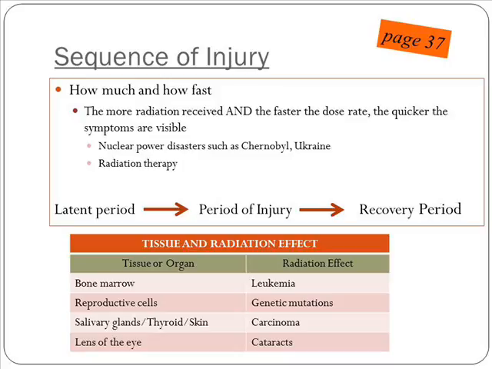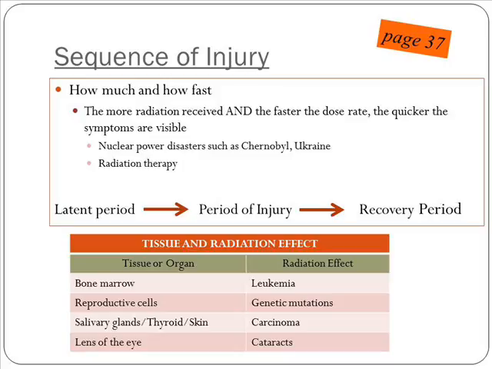So that's one way we can get too much and too fast. Another way is through radiation therapy. If we are undergoing radiation therapy to kill cancer cells, that is a lot of radiation very quickly, and that is also going to be very destructive quickly. The slower we get the radiation and the less amount we get, the better for us.